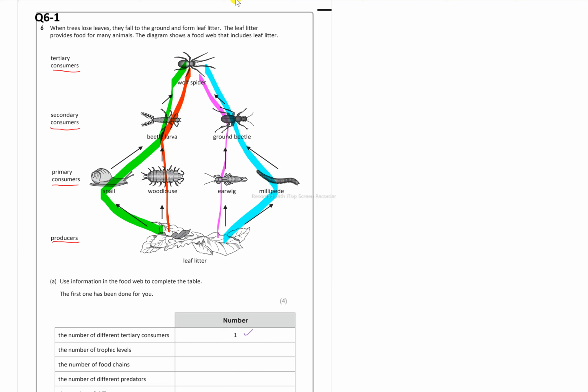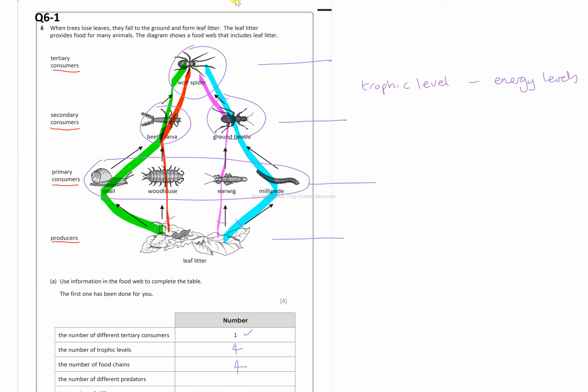Number of trophic levels. Look at that as food levels or energy levels. So there's your first, there's your second, there's your third, and there's your fourth. It's got 4. Number of food chains we've done: 1, 2, 3, and 4. Number of different predators. Oh, okay. So these are not considered predators because they're not feeding on other animals. So we've got 1, 2, and 3.